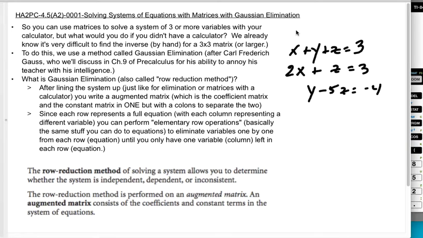argument's sake. Okay, and so here they're lined up where the x's are all in one column, and the y's are all in a column, and the z's are all in a column, and the equal signs are all in a column, and my constants are all in a column.